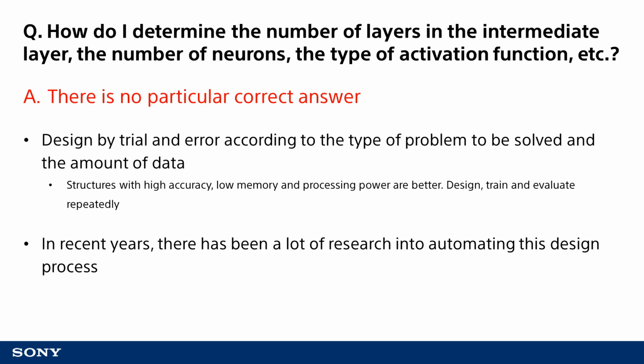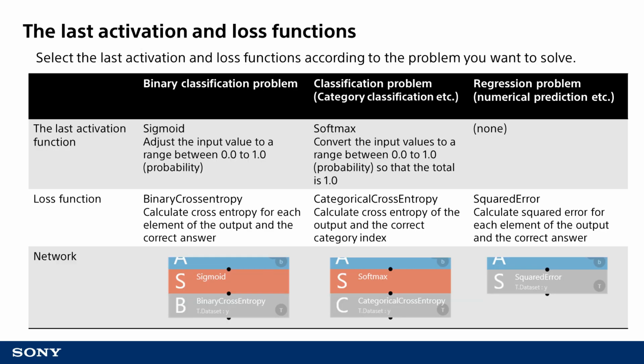This is a very time-consuming process, so in recent years, there has been a lot of research into automating this design process. The deep neural network and the convolutional neural network introduced so far can be used for both vector-based and image-based discrimination domains. However, only the end of the neural network needs to be designed to fit the problem you want to solve. In the classification problem and category classification introduced so far, the softmax function is used at the end to convert the output of the neural network into probabilities that add up to 1.